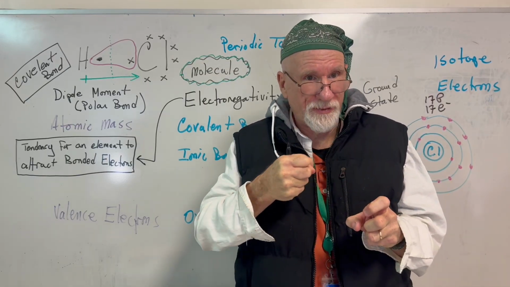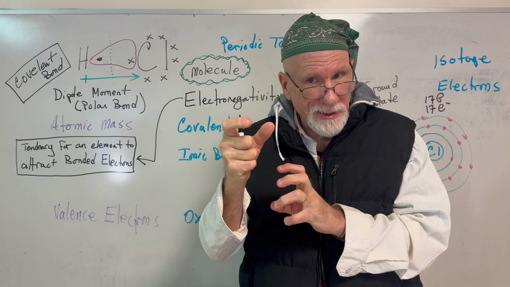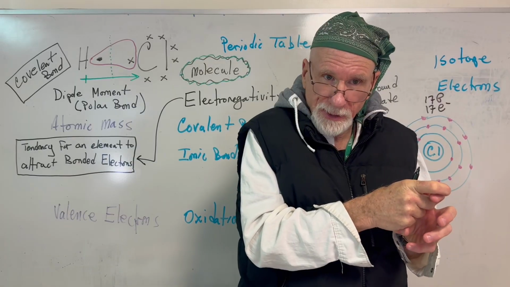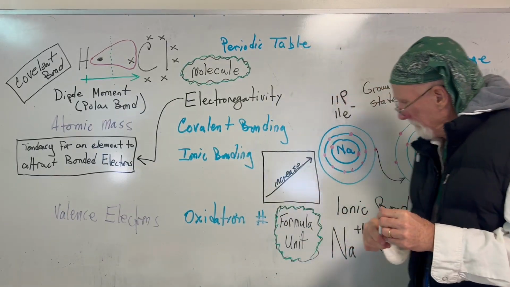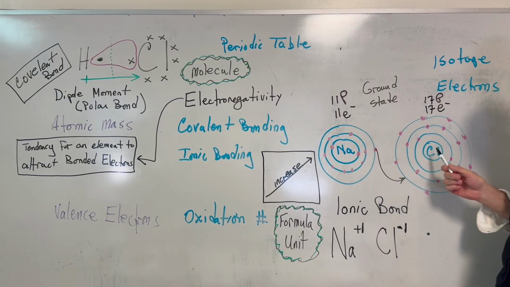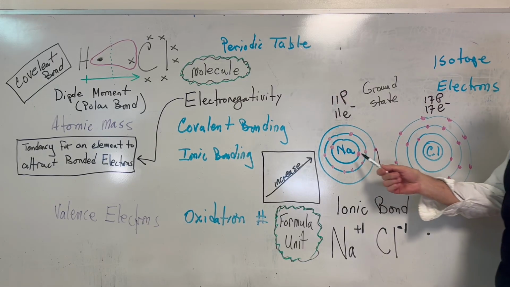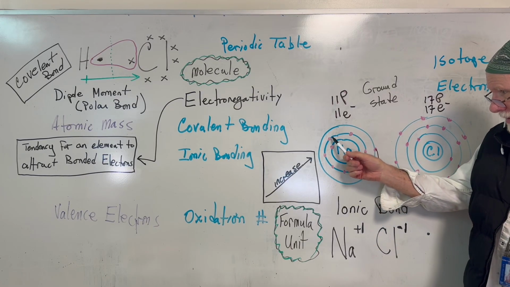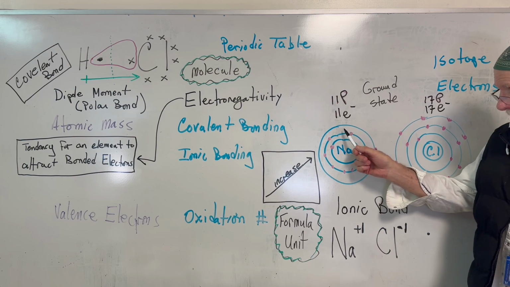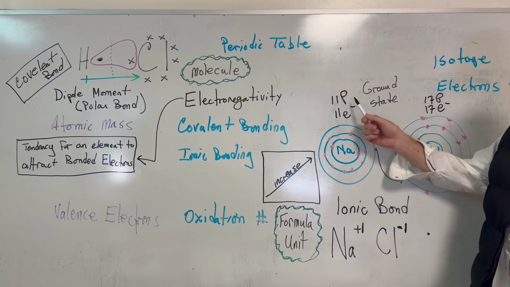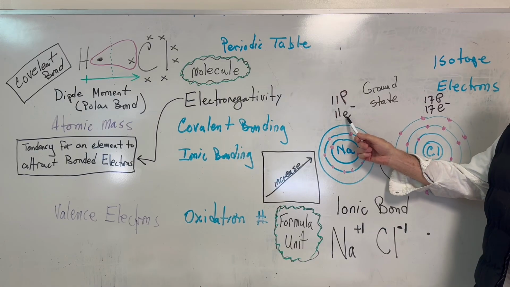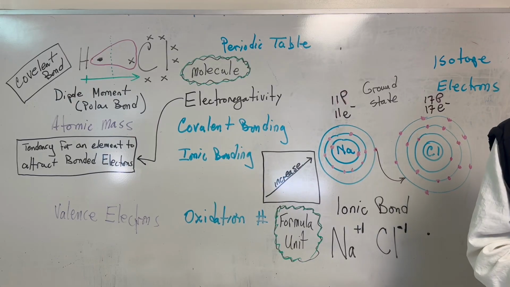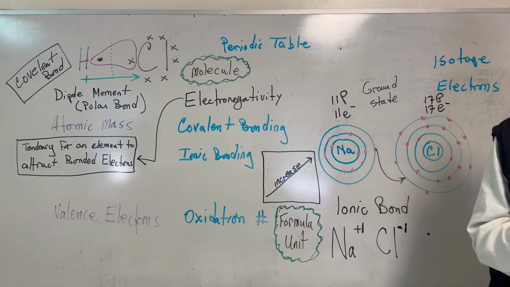Now, if the difference between the low electronegative element and the high electronegative element is big enough, it rips the electron from the lower electronegative element, such as this. Here's sodium and here's chlorine. Now, in the first shell, you can put 2 electrons, 8 electrons in the second shell. Sodium has 11 protons and 11 electrons in what we call the ground state. Ground state, unreactive state, for instance. Okay? It hasn't bonded with anything yet.